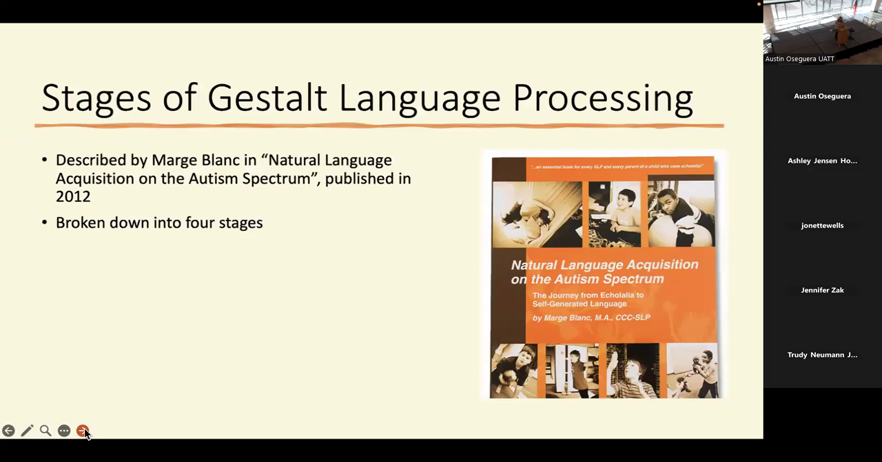If you are interested in learning more and deep diving into Gestalt language processing, this is a great book to get into. It's written by Marge Blanc, and she breaks down the language development for Gestalt language processors into 4 stages, and I'm going to give you the Cliff Notes version of that today.